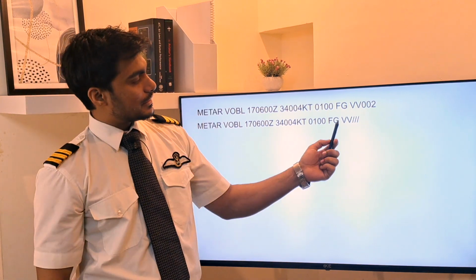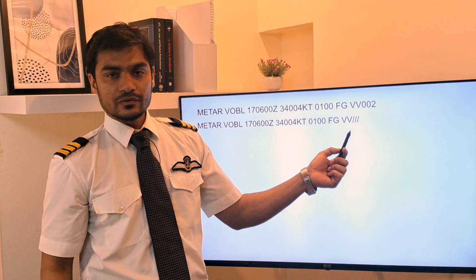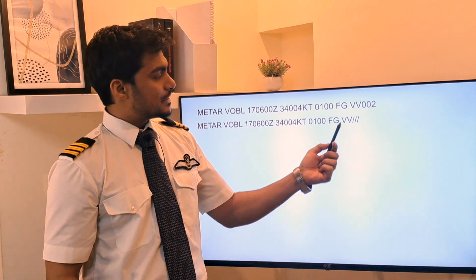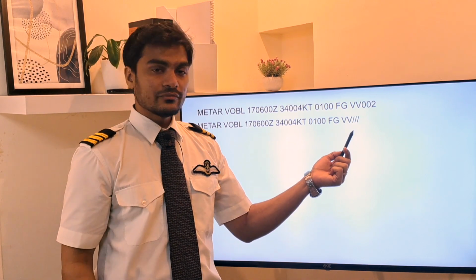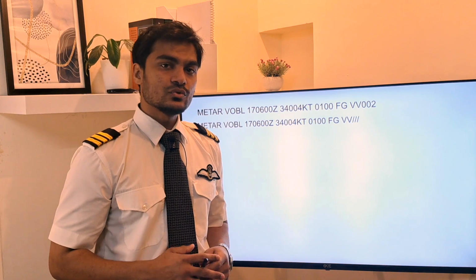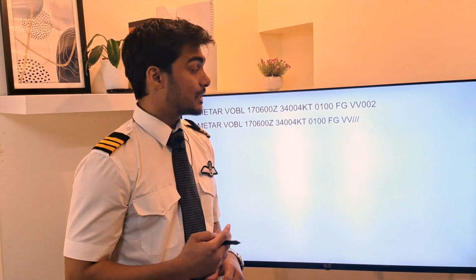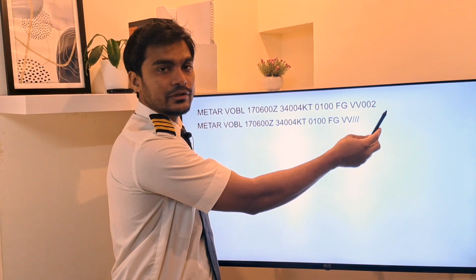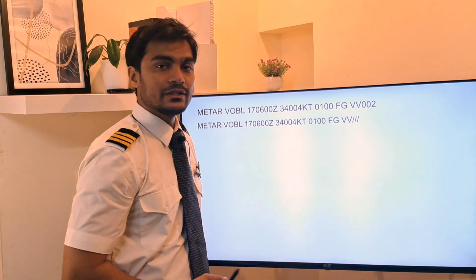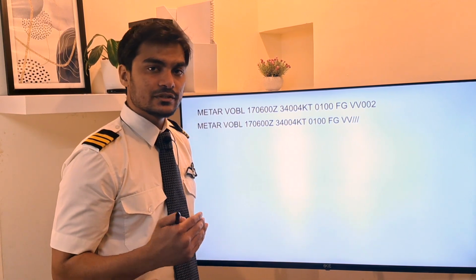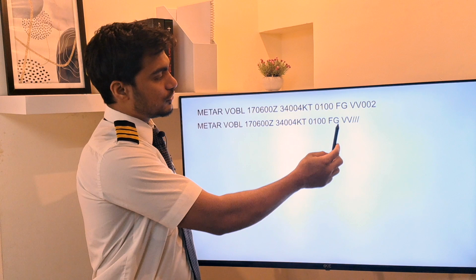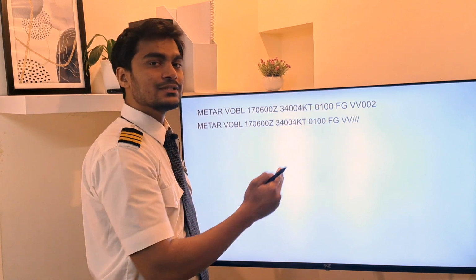Now, the one that we see over here, VV///, this is presented to us anytime we cannot determine how much the vertical visibility is, like the one which we had over here, that was 200 feet. Over here, we really have no idea how much the vertical visibility is. So it will always be denoted as VV and three slashes.